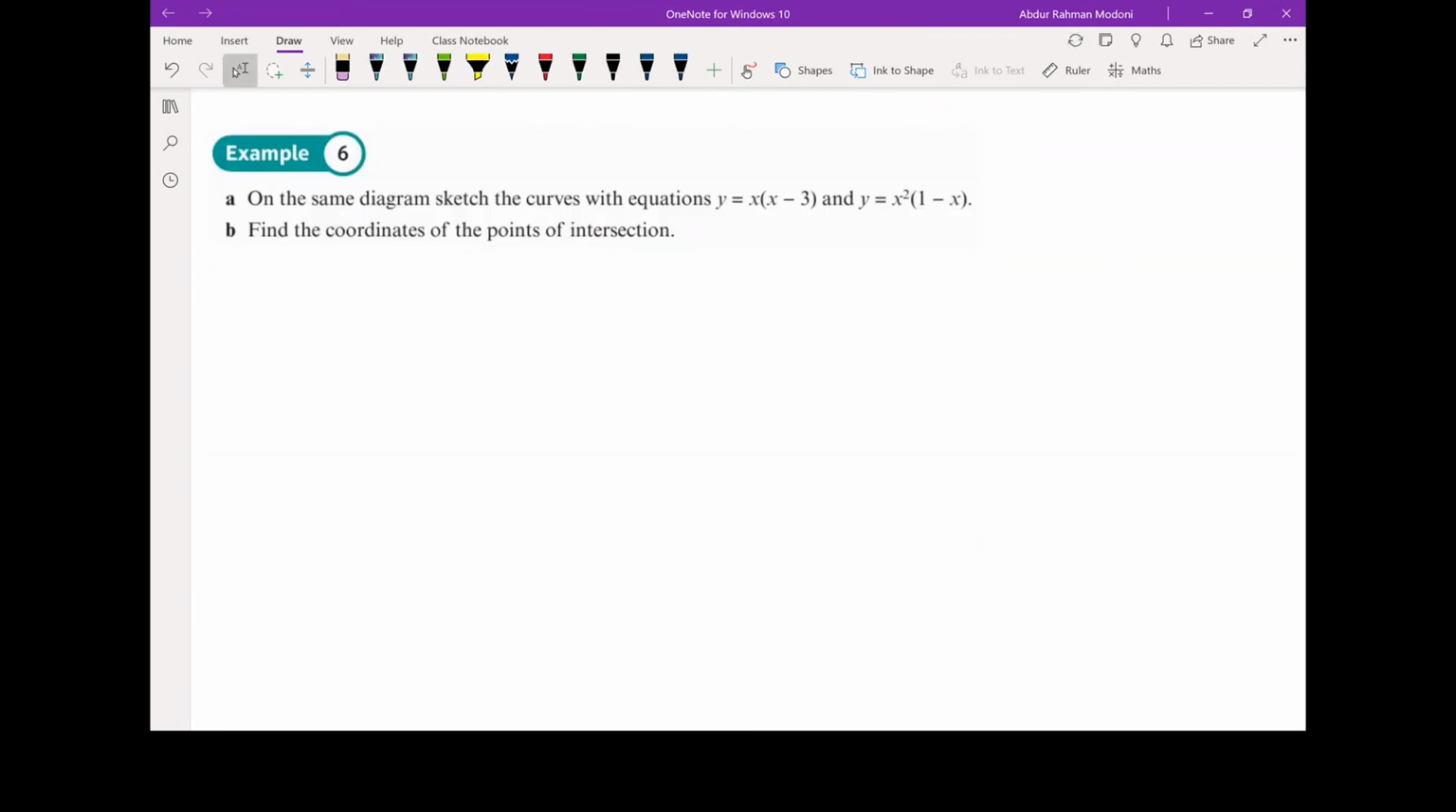So let's take a look at how we apply that to this particular example. It says here, on the same diagram, sketch the curves with the equation y equals x squared minus 3x. So we've got our axes. Y equals x squared minus 3x. You can see this is a quadratic, with a positive coefficient of x squared, so it will finish up here somewhere.